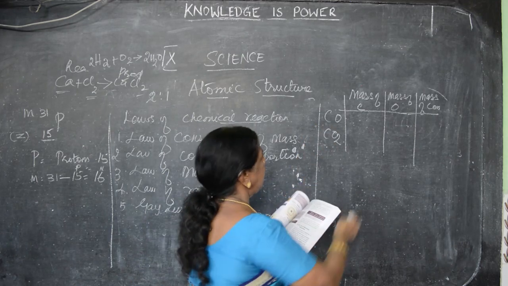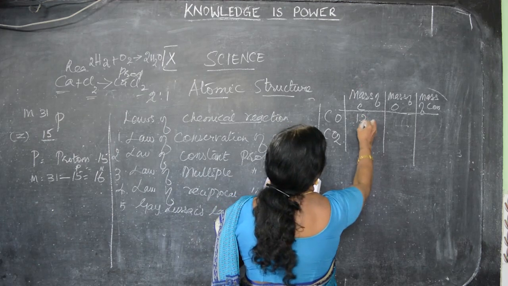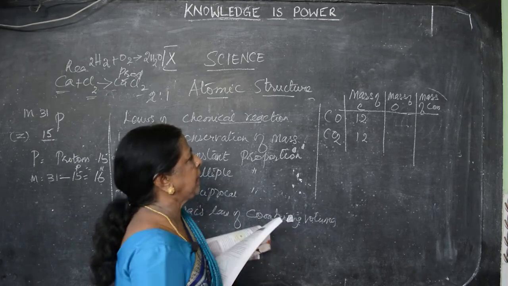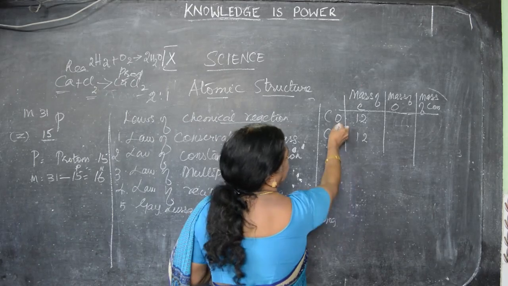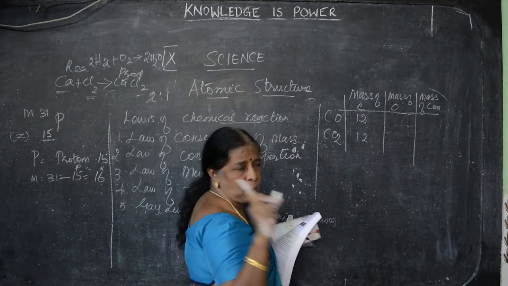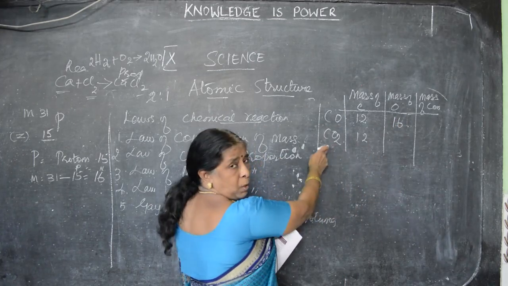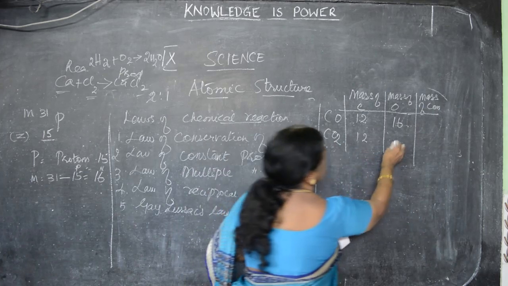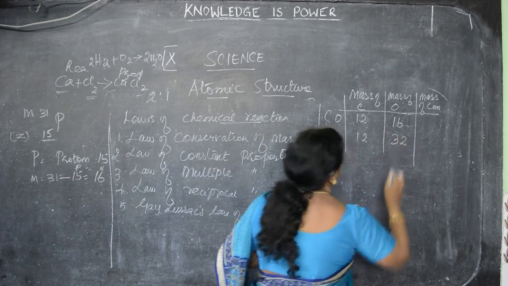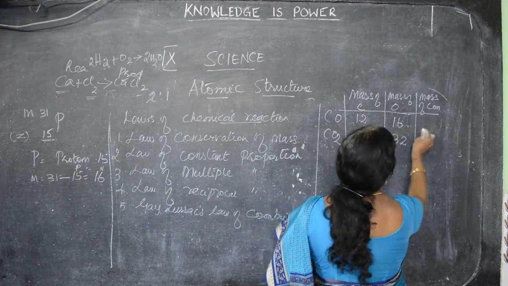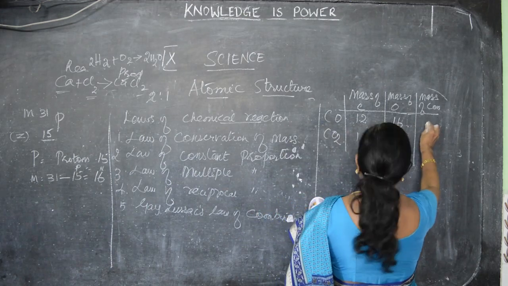Clear? Now you see, the mass of carbon is 12. In both cases, the weight of carbon is 12 only. But the mass of oxygen, here, is only one oxygen. How many oxygens are there? One oxygen only. So 16. Here the mass of oxygen is 2 atoms, so 16 into 2, 32. So for the mass of carbon dioxide, the ratio we have seen is 16 and 32.